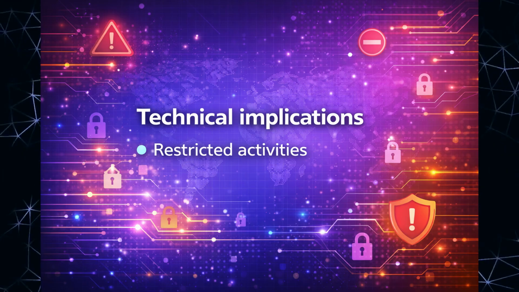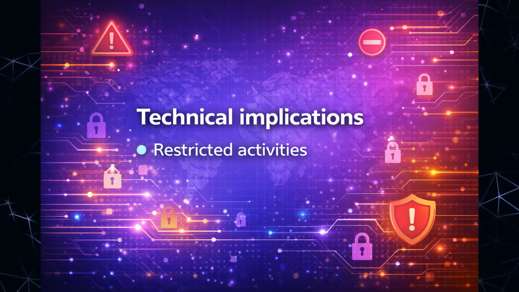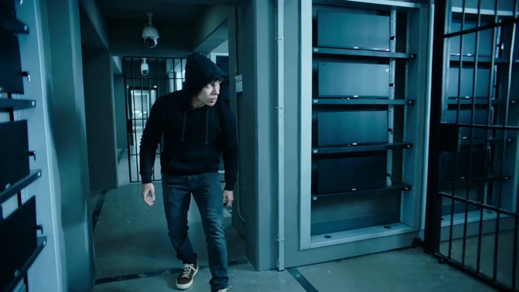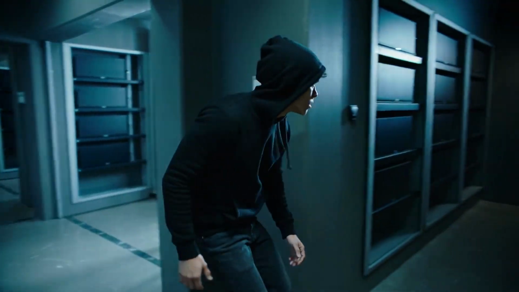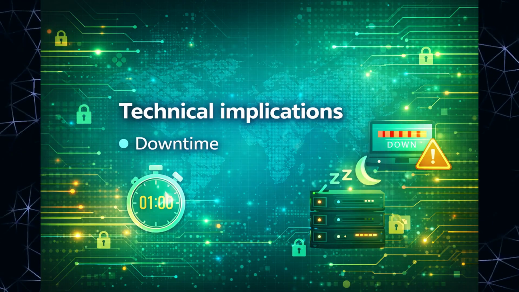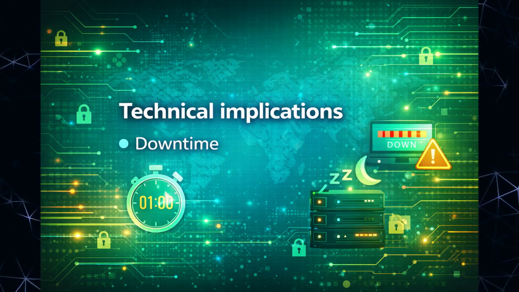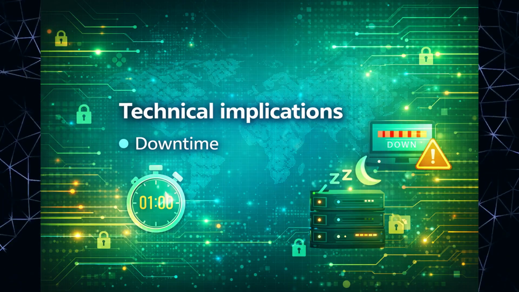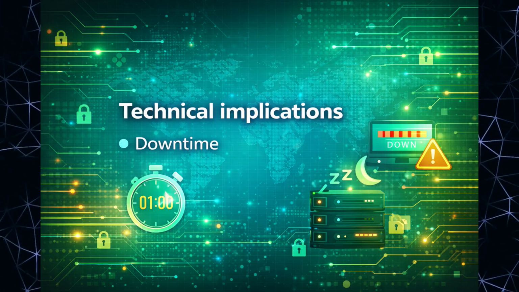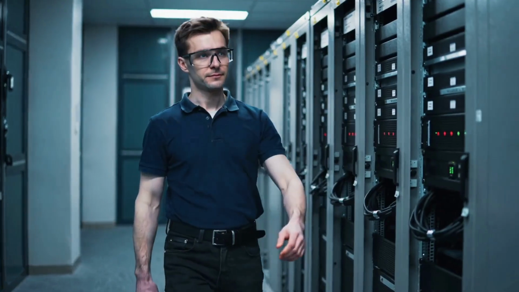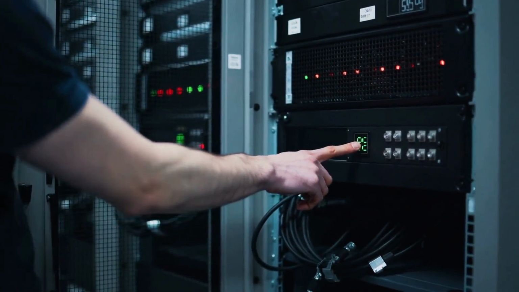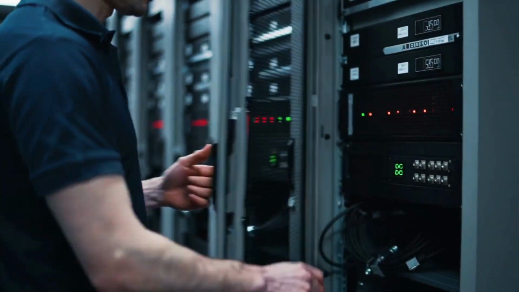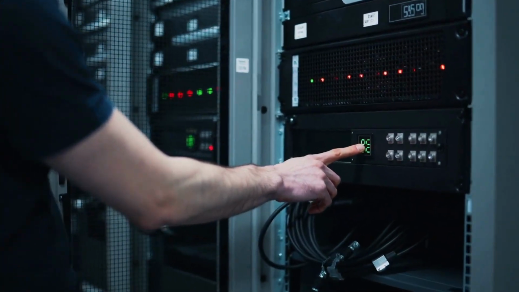Next is restricted activities. Some actions may be limited for security reasons, and changes must ensure these restrictions remain properly enforced. Then we have downtime. Changes can cause systems to be temporarily unavailable, which can affect business operations and create potential security gaps. Next is service restart. Some changes require restarting services, which may interrupt operations or expose systems if not handled properly.